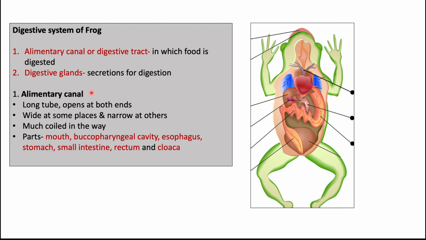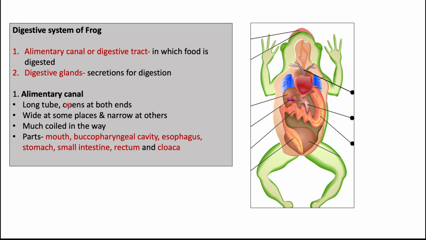First, the alimentary canal. It is a long tube and opens at both ends. Here we can see it is a long tube starting from the mouth and then leading to the buccopharyngeal cavity, then esophagus, then stomach, intestine, and then rectum, cloaca, and anus. An important thing to note here is that the alimentary canal has two openings, two apertures: one is the mouth and another is the anus. Such a type of alimentary canal is known as a complete alimentary canal.